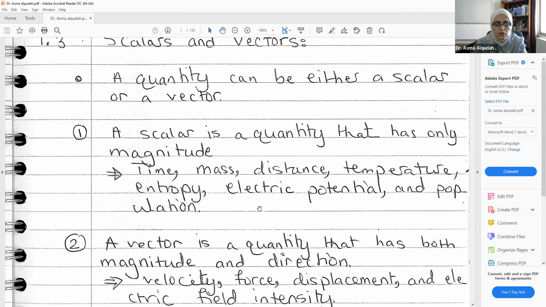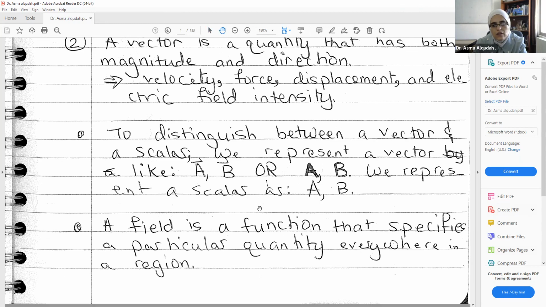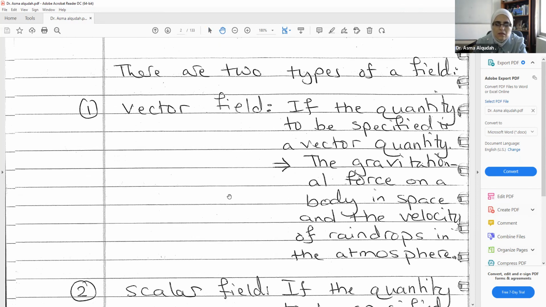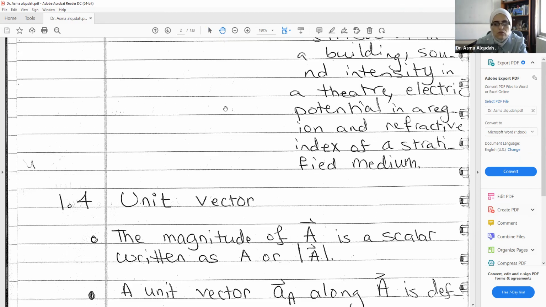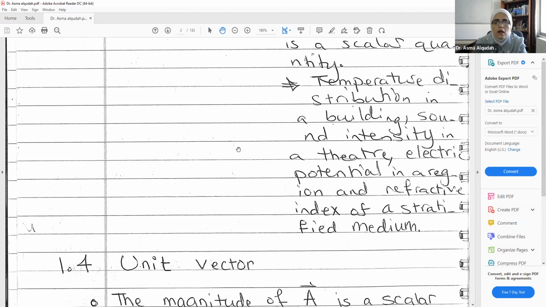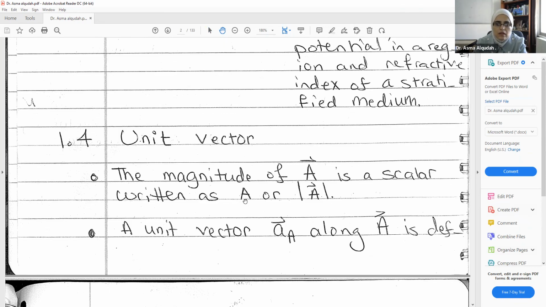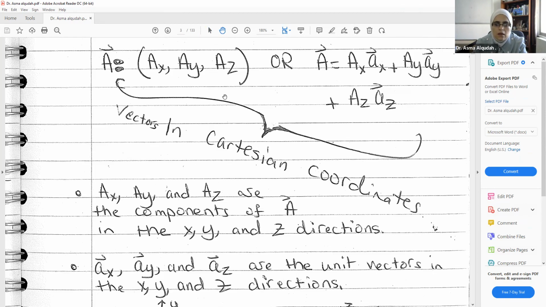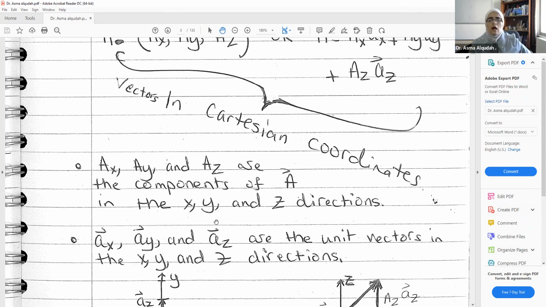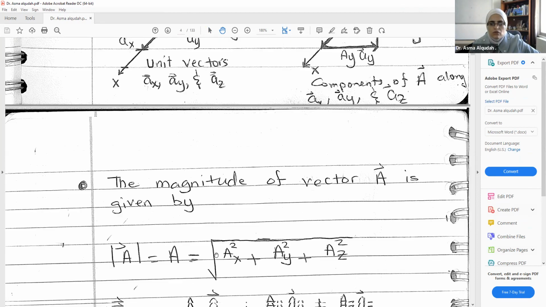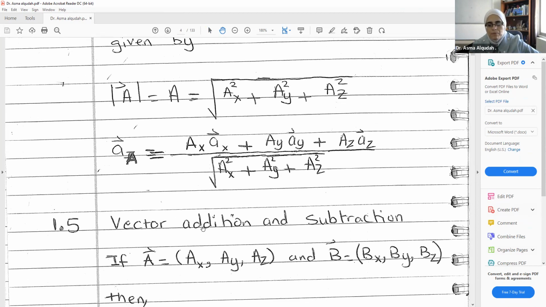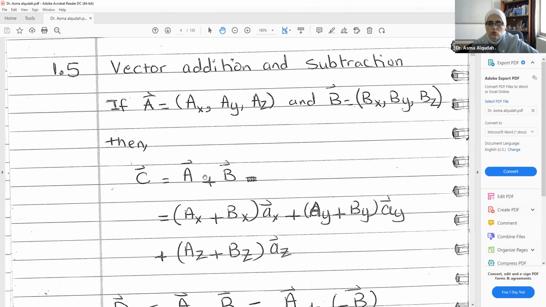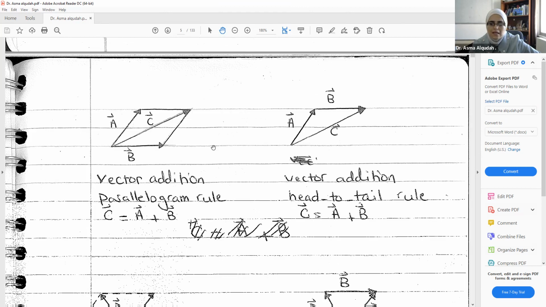Last time we talked about the definitions of scalars and vectors, and we had some examples of scalars and vectors. We talked also about the vector field and the scalar field. We defined the unit vector and showed how to find the unit vector of any vector A. Okay, we started with section 1.5, which talks about vector addition and subtraction.